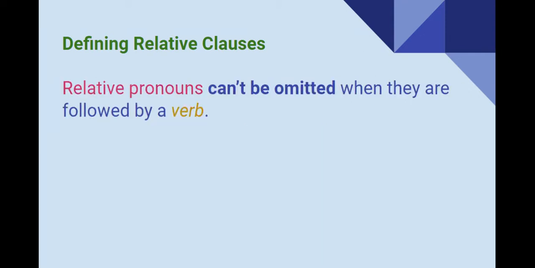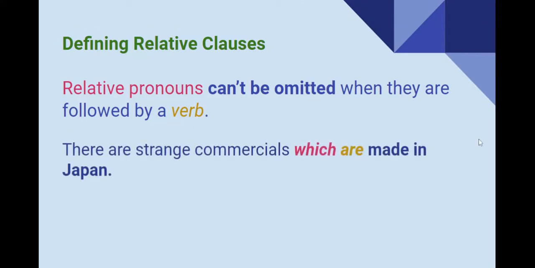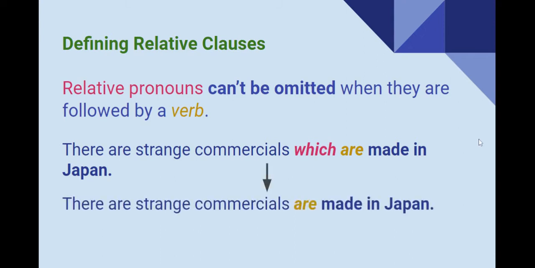Relative pronouns cannot be omitted when they are followed by a verb. This is the original sentence. There are strange commercials which are made in Japan. Since we have a verb, in this case are, it is not correct to omit the relative pronoun. There are strange commercials are in Japan is not correct.